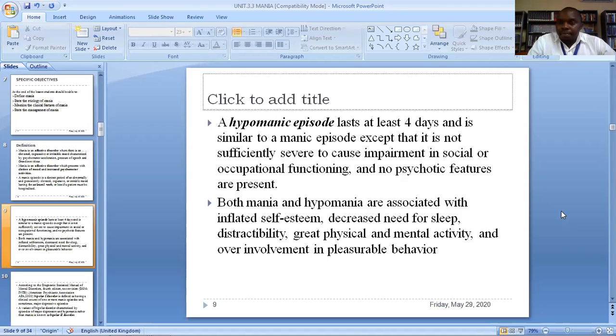Decreased need for sleep, distractibility, great physical and mental activity, and over-involvement in pleasurable behavior. So I say both manic and hypomanic patients will have inflated self-esteem. They will have those grandiose ideas. They will both have decreased need for sleep. Distractibility will also be there in the two. They will have great physical and mental activity. And they will also over-involve themselves in pleasurable but regrettable activities at the end.